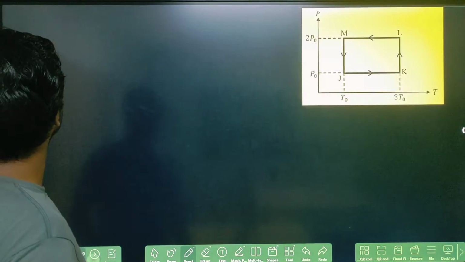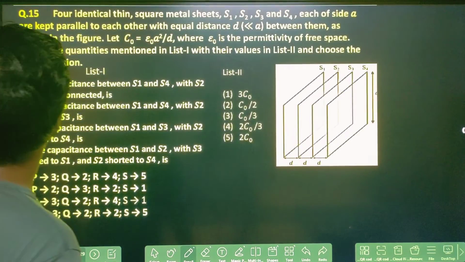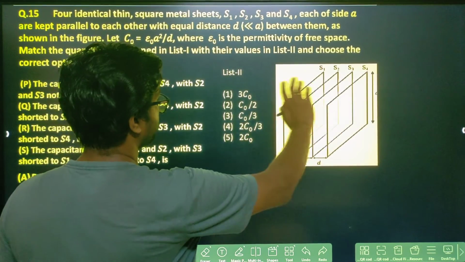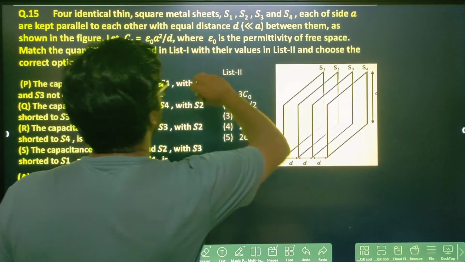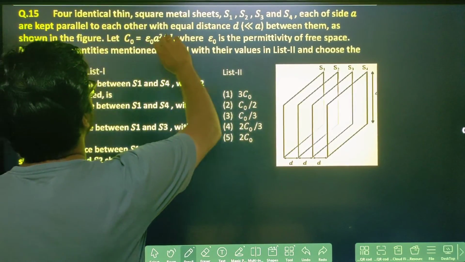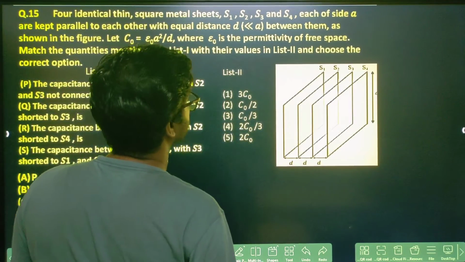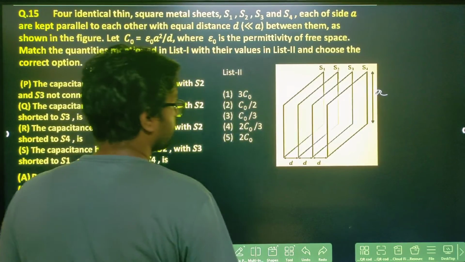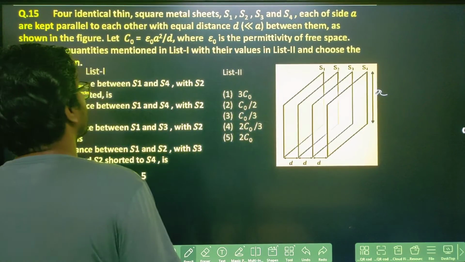Next, go to the next question, that is 15. Four identical thin square plates, so these are capacitors. Many times we did this type of problem. S1, S2, S3 and S4, each of side A, are kept parallel to each other with equal distance. D is less than A. So this distance is D basically, and this distance is A, because this is a square plate.